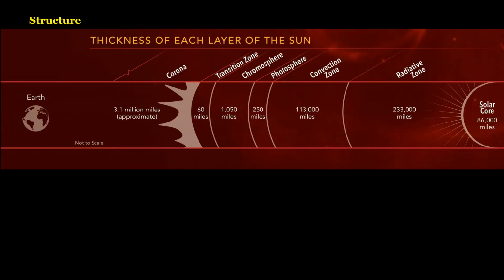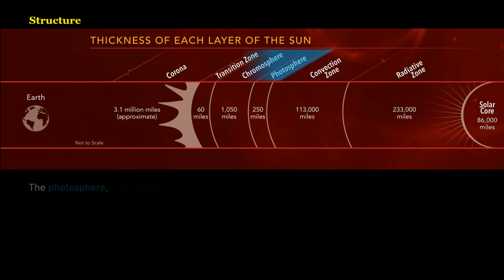Thickness of each layer of the sun. Solar core, 86,000 miles. Radiative zone, 233,000 miles. Convection zone, 113,000 miles. Photosphere, 250 miles. Chromosphere, 1,050 miles. Transition zone, 60 miles. Corona, 3.1 million miles, approximate.